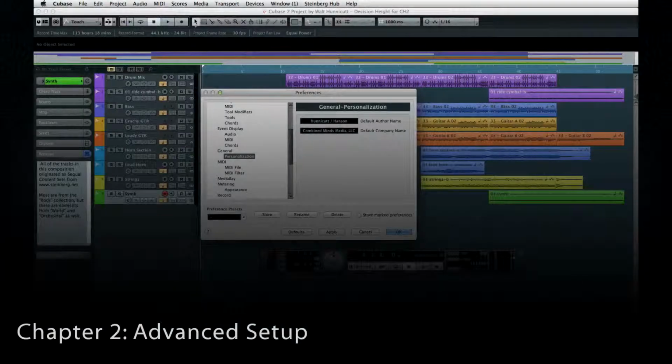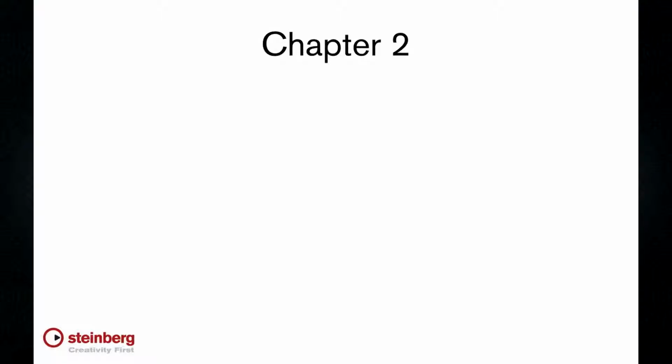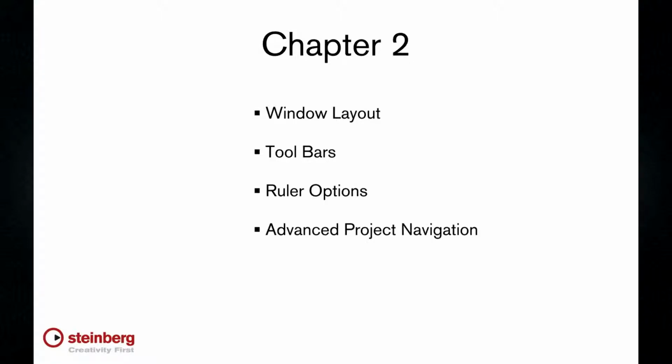Okay, now let's take a closer look at the interface and some ways to personalize Cubase. In this chapter, you'll learn how to use the window layout tool, configure tracks and toolbars, set up the ruler, use advanced navigation and zoom tools, set up the key commands, and use preferences.